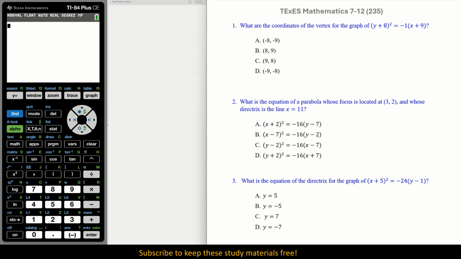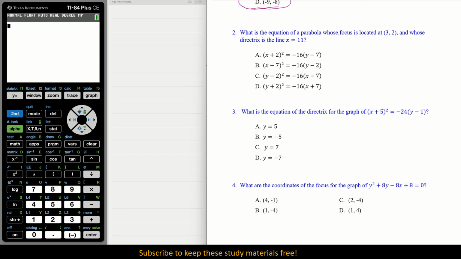Number 1, what are the coordinates of the vertex for the graph of y plus 8 squared equals -1 times x plus 9. Okay, this is vertex form, so that's pretty simple question. You just solve for y, so your y would be -8, and then solve for x, and your x would be -9. So obviously the coordinate that we need is -9, -8. That gives us option D. Okay, let's move to number 2.